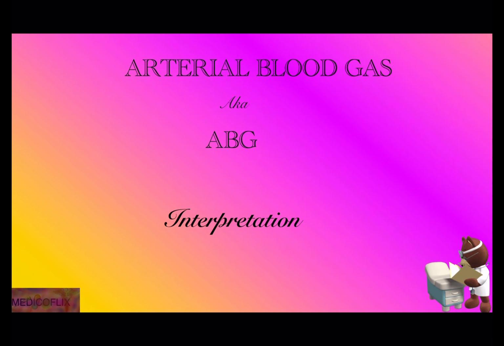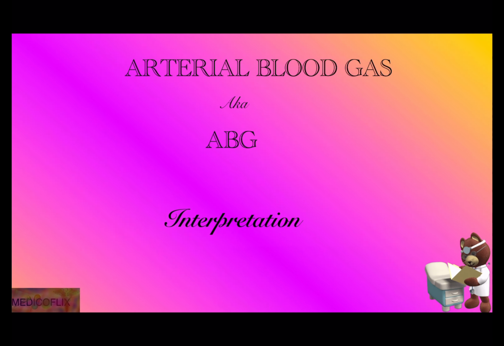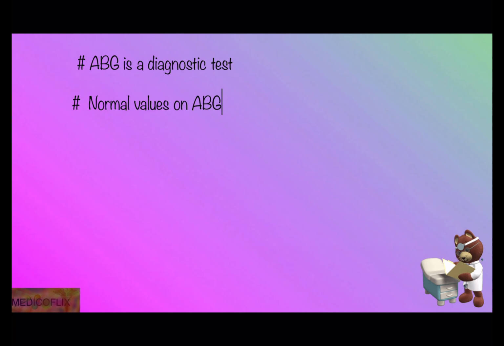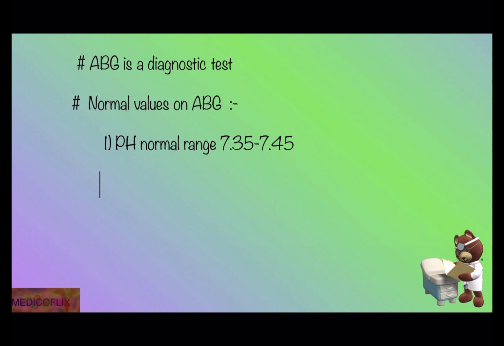So let's start the topic arterial blood gas interpretation. ABG is a diagnostic test and very important in critically ill patients. So the normal values on ABG are pH whose normal range is 7.35 to 7.45.